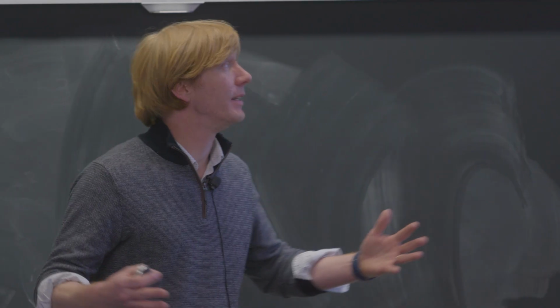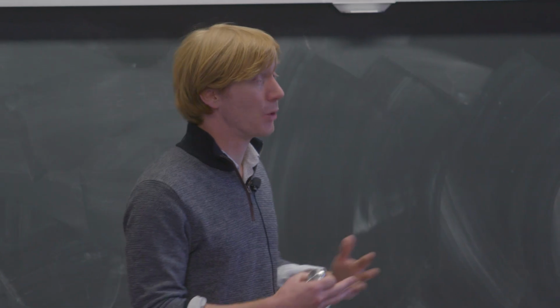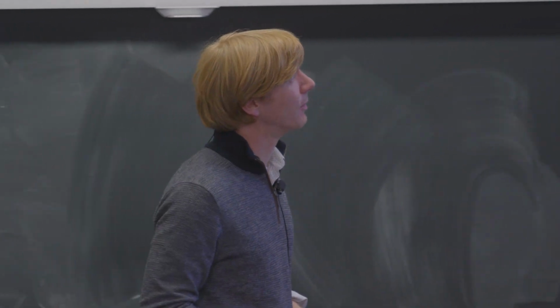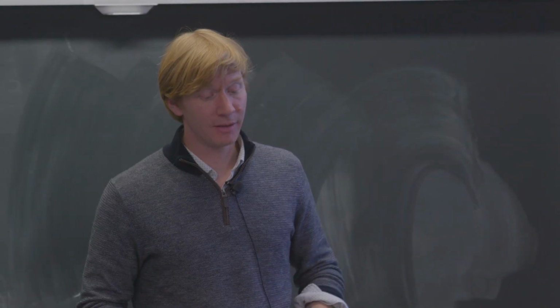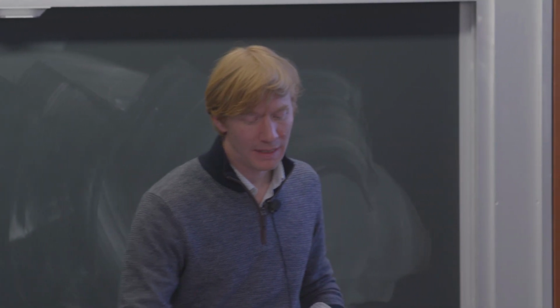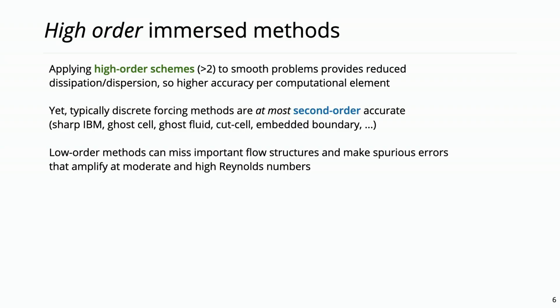It's sort of well known in CFD that when you apply high order schemes to smooth problems, including incompressible fluid flows, you have reduced dissipation and dispersion. So you get higher accuracy per computational element. At the same time, the typical discrete forcing methods are still at most second order accurate, so whatever flavor of method you pick, there's very little that goes higher than second order.